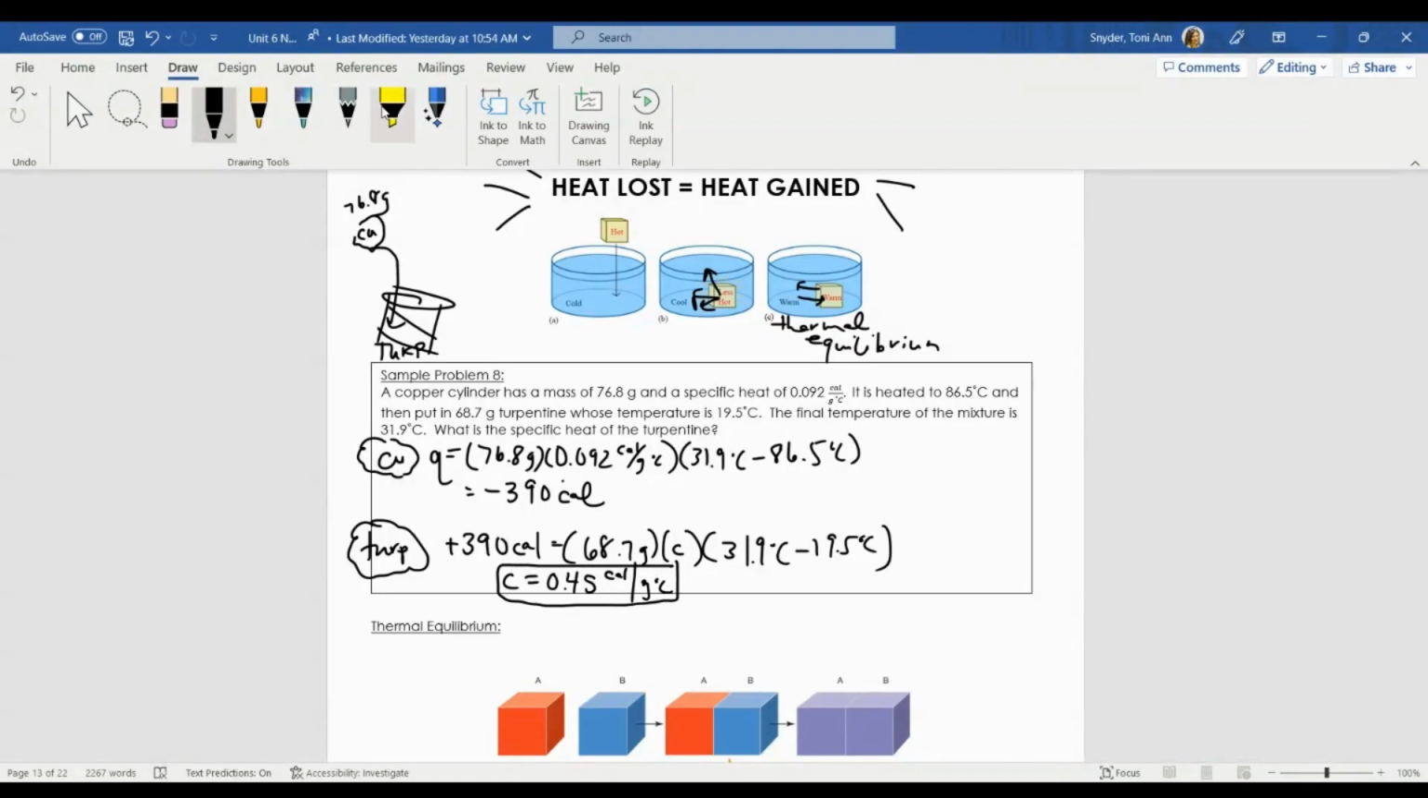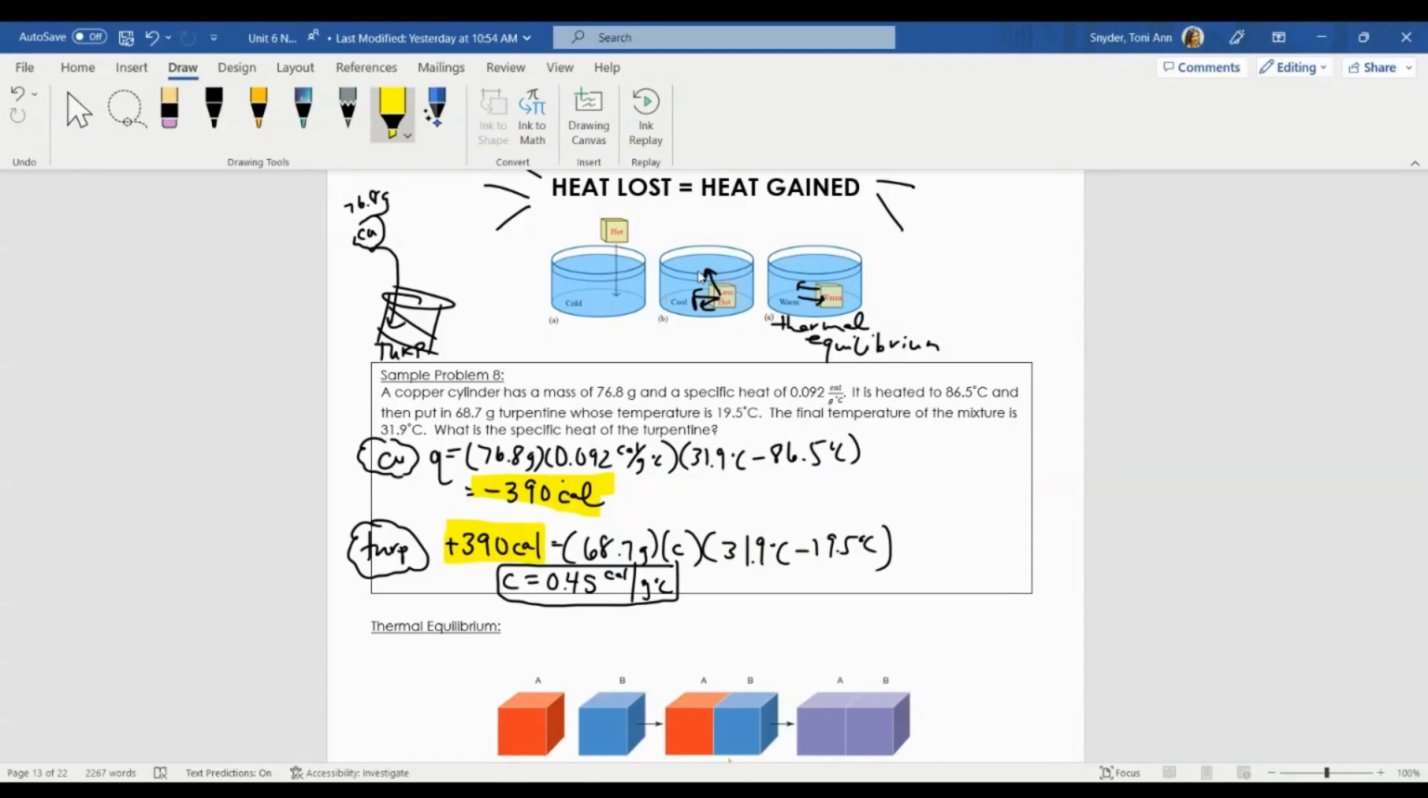Let me highlight something for you. This right here and this right here is what you need to know. The heat that's lost by one object is equal to the heat that's gained by the other object. So they are the same absolute value, but those signs are changing. Okay? That's what we have to take away from this. Heat lost equals heat gained.